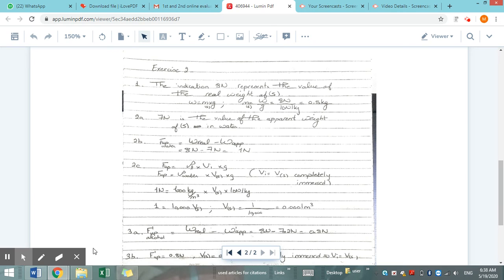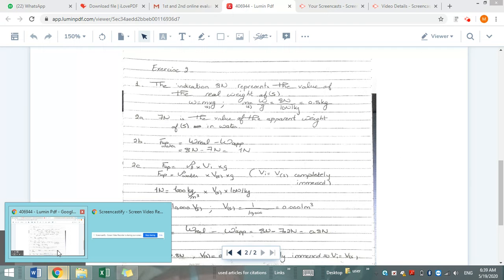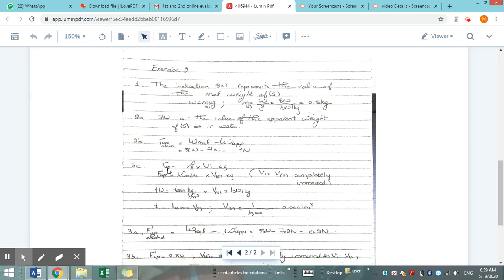In part 2C, they asked for the volume of S, the total volume of the solid S. And the action verb here is to deduce. This means that we have to make use of the magnitude of the Archimedes upthrust exerted by water on S. In order to do so, we have to make use of the formula that relates the magnitude of the upthrust to the volume of the immersed part of the solid. The original formula says that F upthrust is equal to the density of the liquid times V immersed times G. But since in this case the solid is completely immersed, V immersed is actually the volume of the solid, which they are asking for.